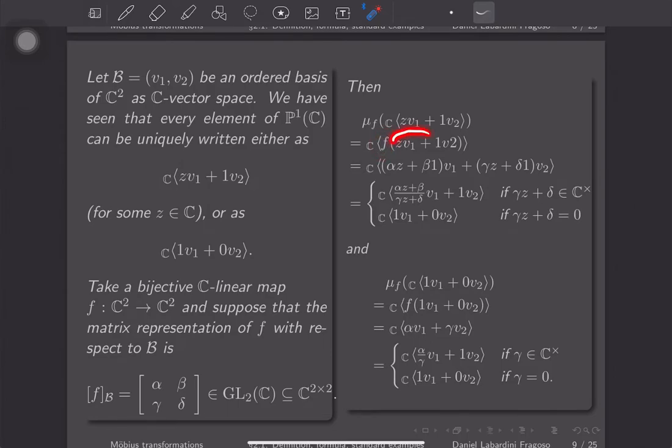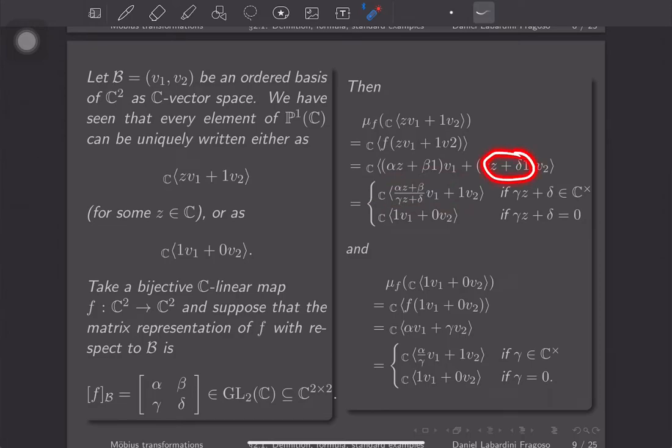I use linearity, right? Because how can I compute F of this vector using this matrix? Well, I multiply this way, and then I get alpha z plus beta on the first coordinate, and on the second coordinate I obtain gamma z plus delta. This is what I obtain by one of the basic theorems in the linear algebra course. And then I perform the same trick from last class, which is, if this is not zero, then I can divide without changing the subspace, so that I present the subspace in the standard form with respect to the basis.